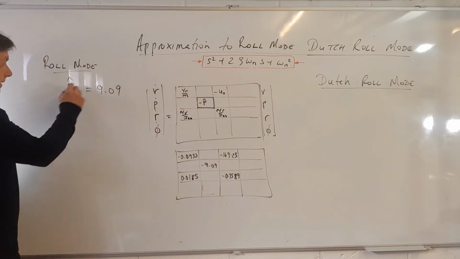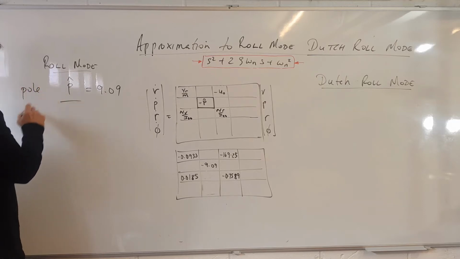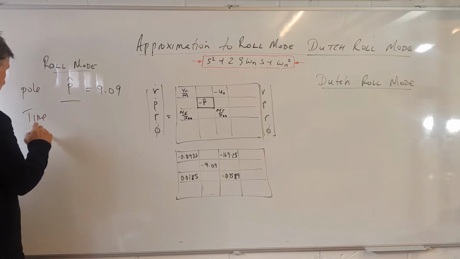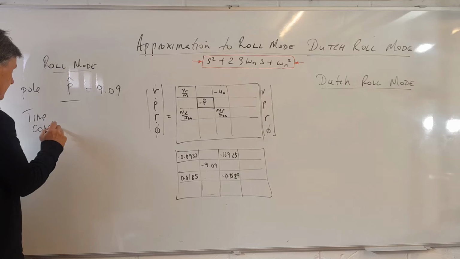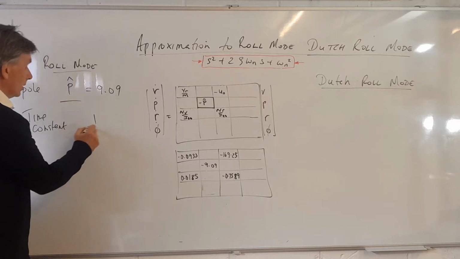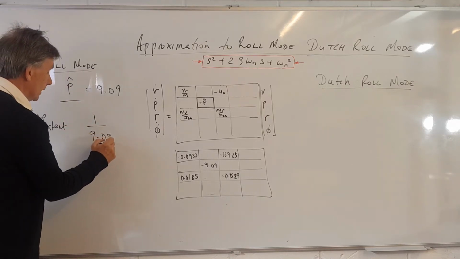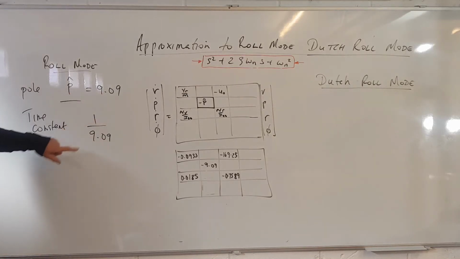The time constant, this is a pole, remember. So the time constant is 1 over the pole, which would be 1 over 9.09. So that would be the time constant.